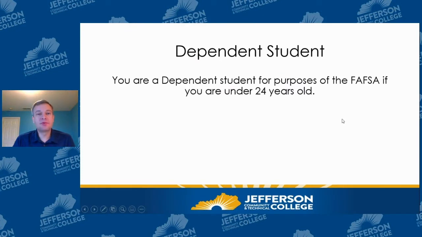So what is the difference between a dependent and independent student? You are a dependent student for purposes of the FAFSA if you are under the age of 24 years old. Even if you are self-supporting yourself, you will need your parent information on the FAFSA and verification documents and their income and your parents' family's household size.